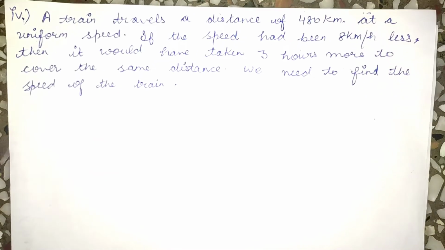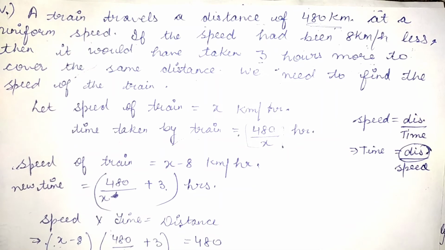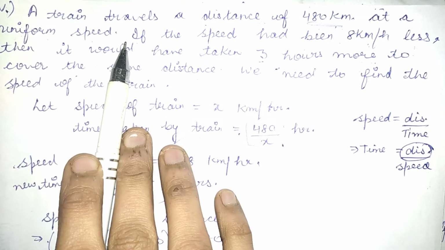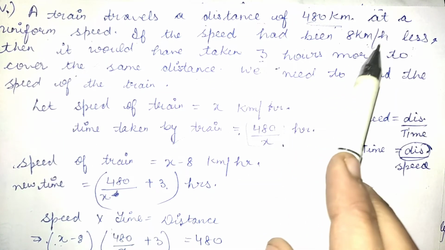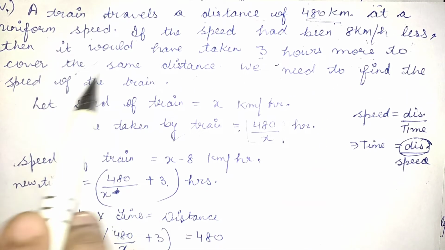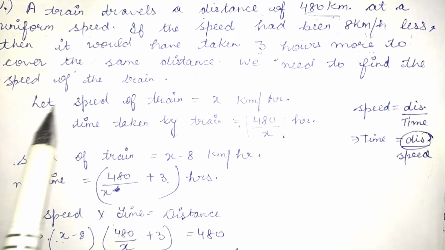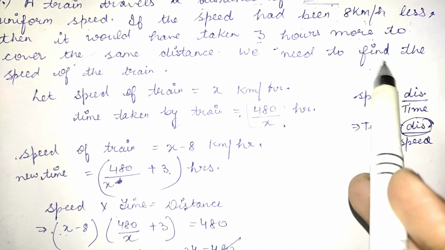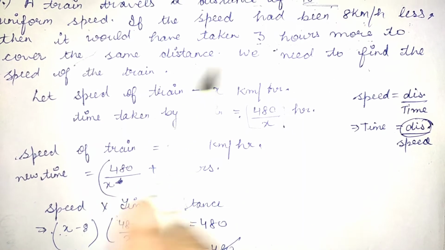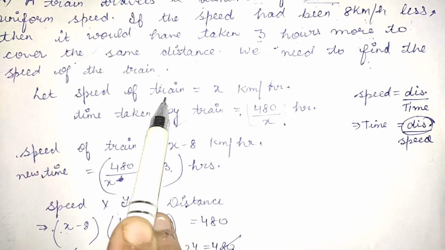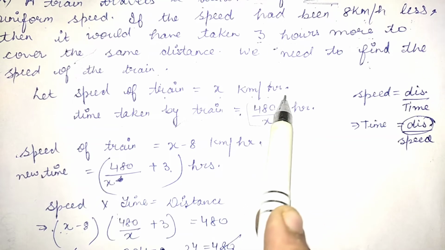Okay, so moving to the last part of question number 2, which is: a train travels a distance of 480 km at a uniform speed. If the speed had been 8 km per hour less, then it would have taken 3 hours more to cover the same distance. We need to find out the speed of the train. So what we have to do, we have to represent the speed of the train in the quadratic form of equation. So let us suppose that speed of the train is equals to x kilometer per hour.